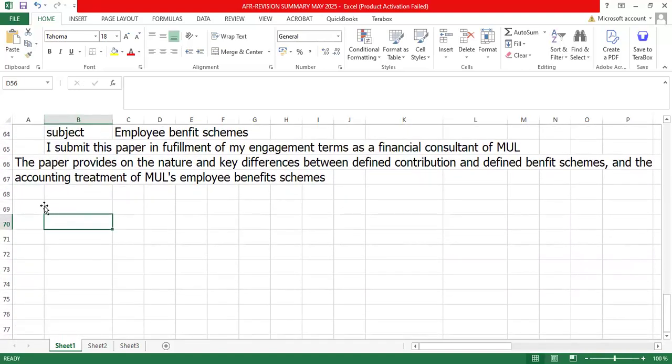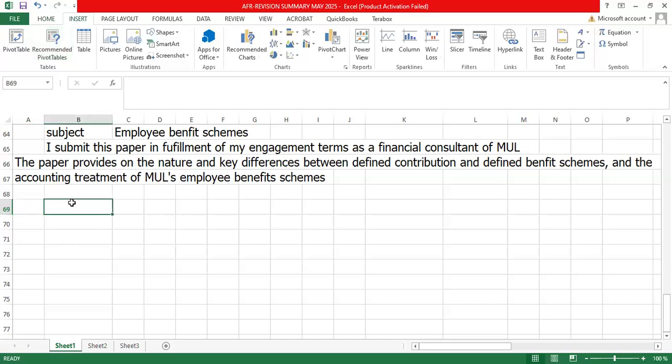Okay, so now you start. It is good to start with theory. Now you start talking about the defined contribution scheme, and I can also talk about the defined benefit scheme. Defined contribution. What do you know about this?